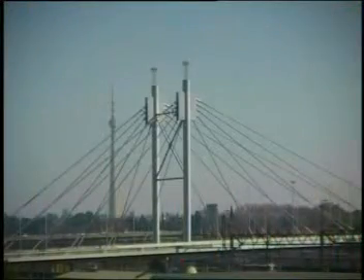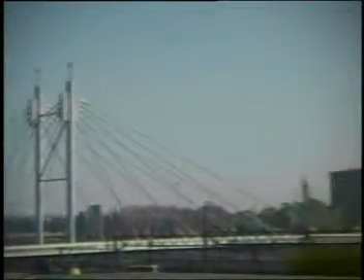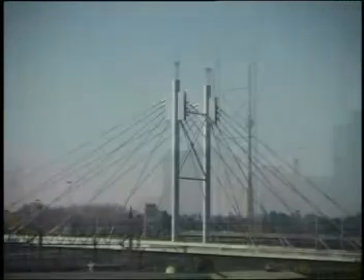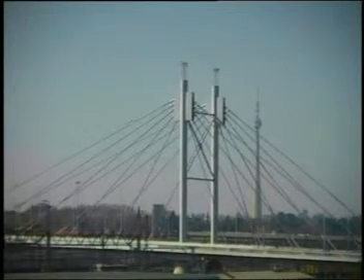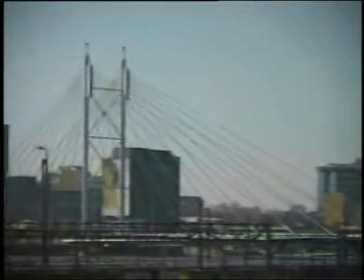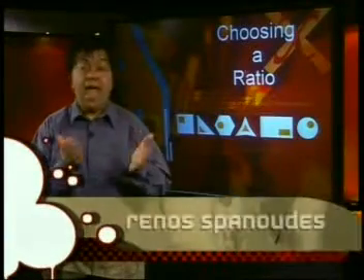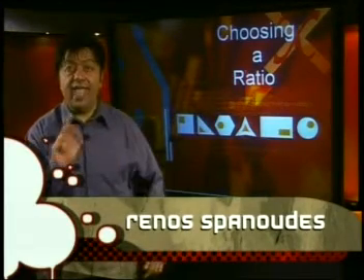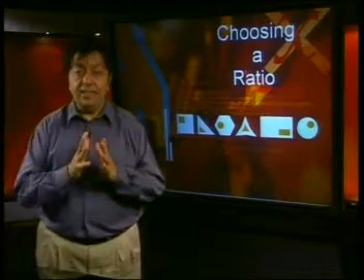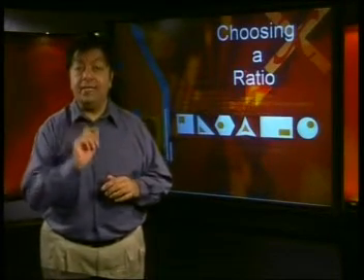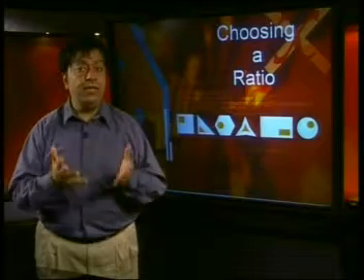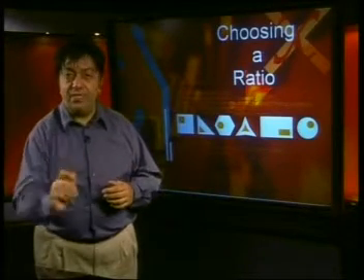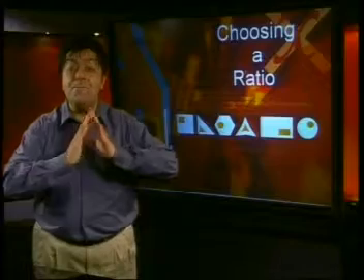It has been said that Paris has the Eiffel Tower, New York has its Statue of Liberty, and Sydney has its Harbour Bridge. Johannesburg now has the Nelson Mandela Bridge. Hello, and welcome to our practical real-world lesson on choosing a ratio. In this lesson, we will look at the Nelson Mandela Bridge and use trigonometry to find out interesting information about this amazing bridge.